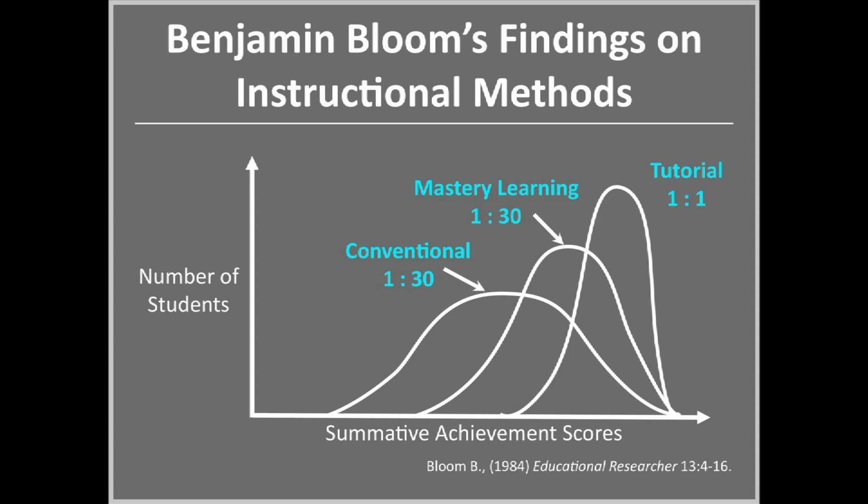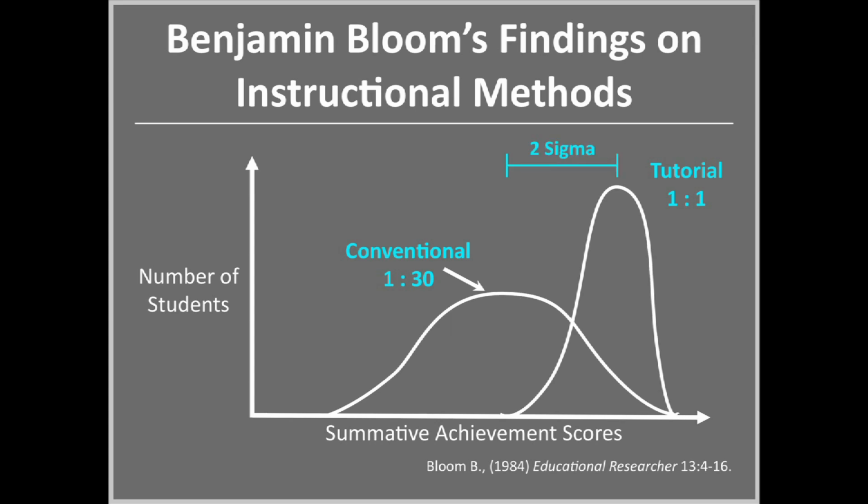When Bloom analyzed the achievement scores of the students in the one-on-one tutorial learning group, he found that the average student in the one-on-one learning group performed even better than the average student in either the conventional or mastery learning groups. In fact, the average student in the one-on-one tutorial learning group performed 2 standard deviations above the average student in the conventional learning group.